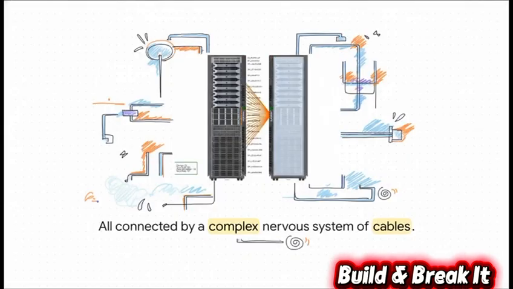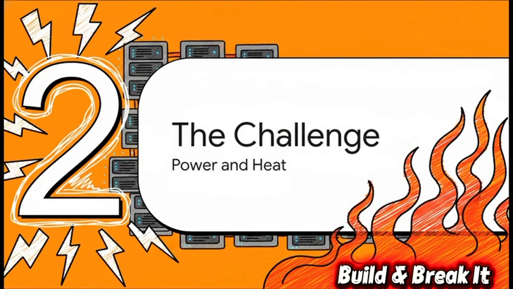So all of these components, the servers, the switches, the storage, they're all interconnected by this vast and, well, you can see, this incredibly complex nervous system of data and power cables. Managing all these cables isn't just about looking tidy. No, it is absolutely crucial for making sure air can flow properly and for making any kind of maintenance even possible. Now, when you put all this high-performance hardware together in one small box, you create two immense challenges. First, how do you supply it with a constant, reliable flow of power? And second, how do you get rid of the unbelievable amount of heat that it generates?